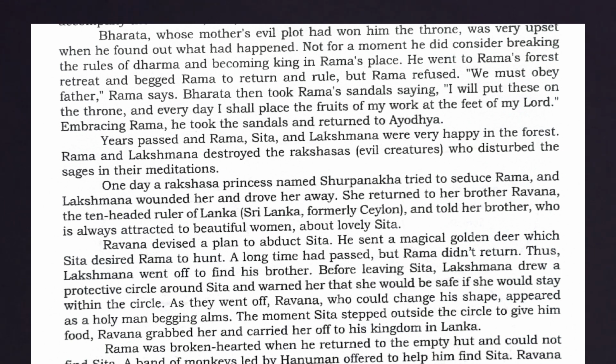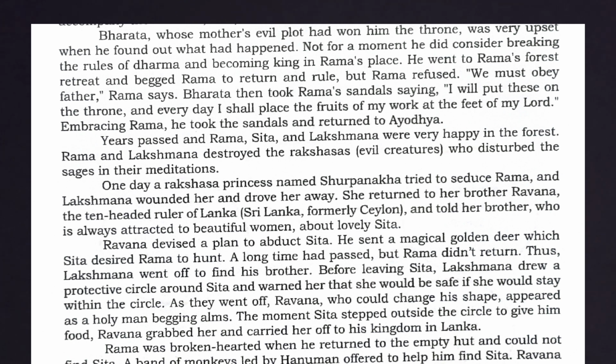Years passed, and Rama, Sita, and Lakshmana were very happy in the forest. Rama and Lakshmana destroyed Rakshasas, or evil creatures who disturbed the sages in their meditations. One day, a Rakshasa princess named Shurpanakha tried to seduce Rama, and Lakshmana drove her away. She returned to her brother Ravana, the 10-headed ruler of Lanka, who is always attracted to beautiful women, and told him about lovely Sita.